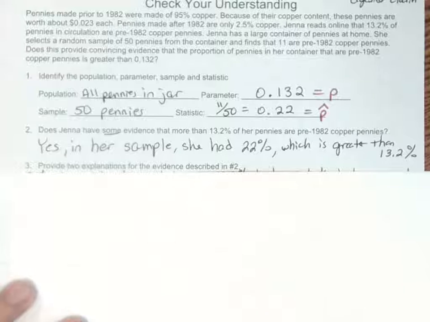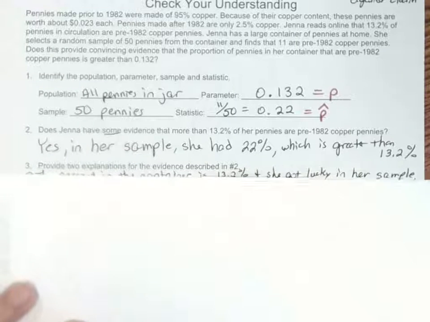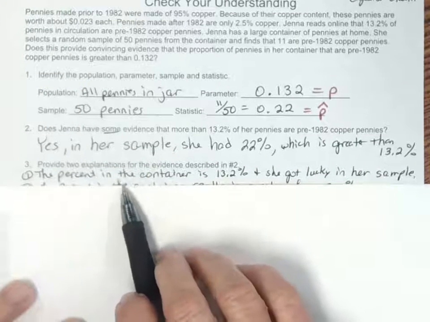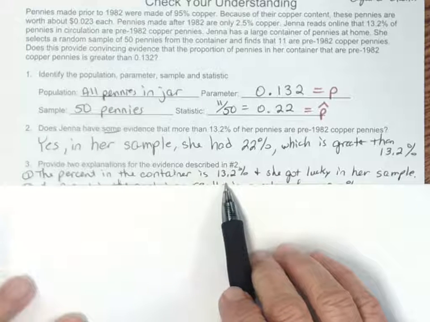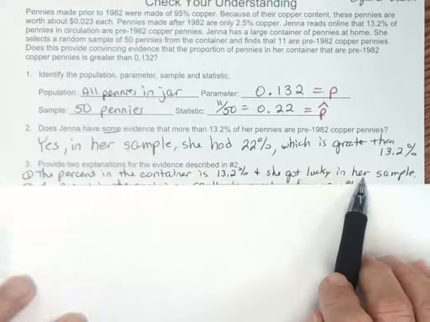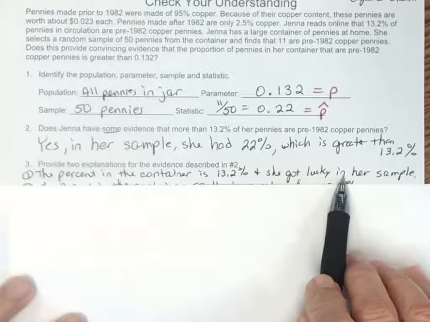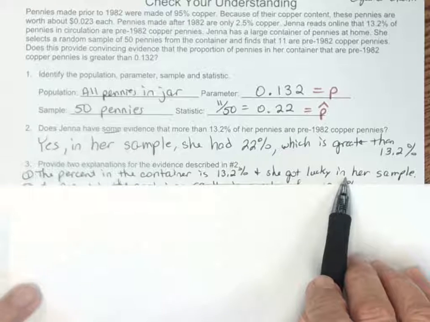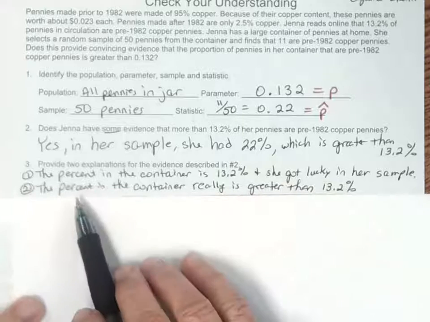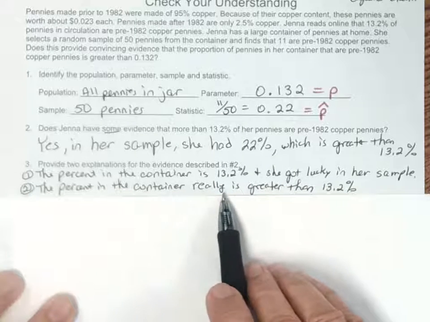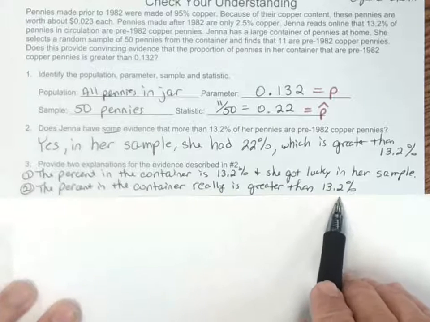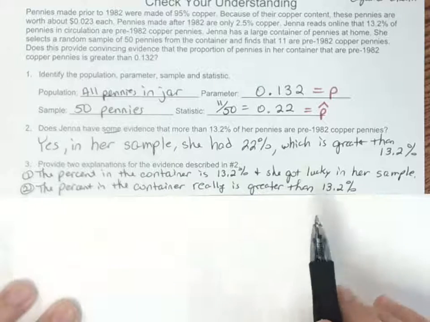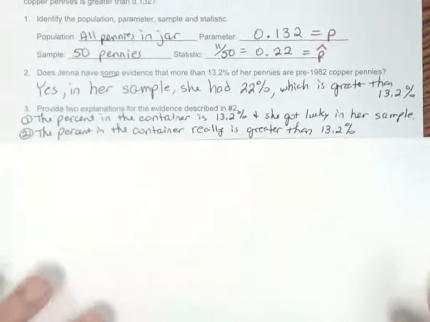There are 2 explanations for this. First could be that the percentage in the container is only 13.2, and she got lucky in her sample. That the sample she picked of 50 pennies was just a lucky sample and had more than the norm. Or the percentage in the container really is greater than 13.2%. Okay, so that's what we're going to want to test.